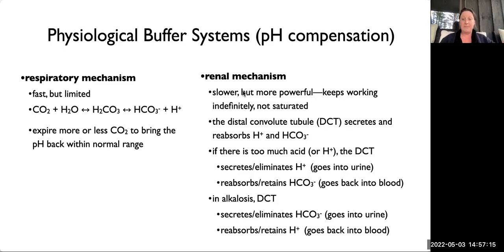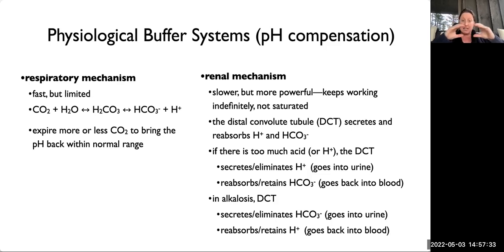It doesn't have a limit. The part of the kidney that does this is the distal convoluted tubule in the nephron. And hopefully, as you know, the distal convoluted tubule has transporters for both protons and bicarbonate.